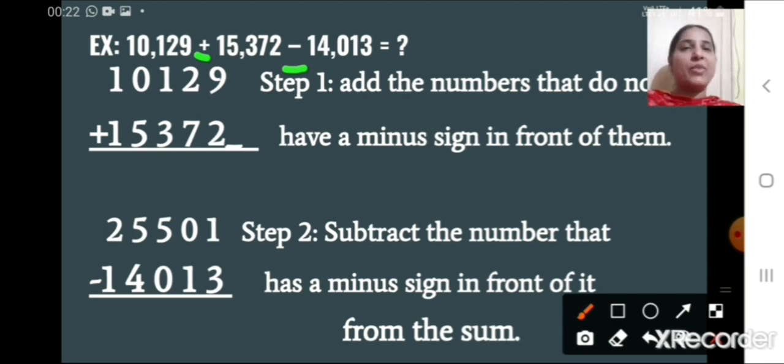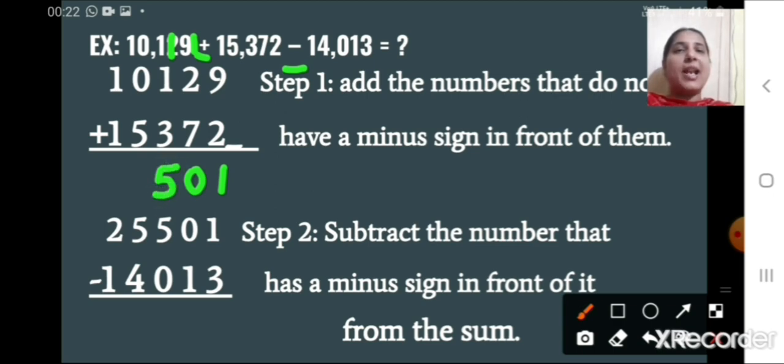Subtraction is also there. So first we will add the numbers that do not have minus signs in front of them. So what are the numbers? 10,129 and 15,372. So first let's add them. So 9 plus 2, 11. So 1 we will write here and 1 will be carried over to the next place. Now 7 plus 2, 9. 9 and 1, 10. So 0 we will write here and 1 will be carried over to the next place. Now 1 plus 1, 2. 2 plus 3, 5. So that we will write here.